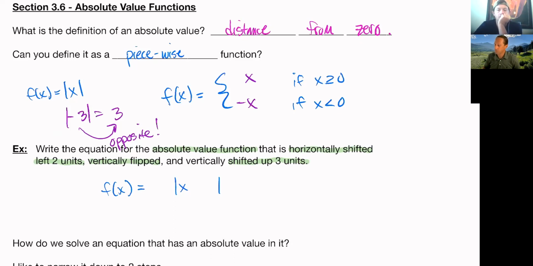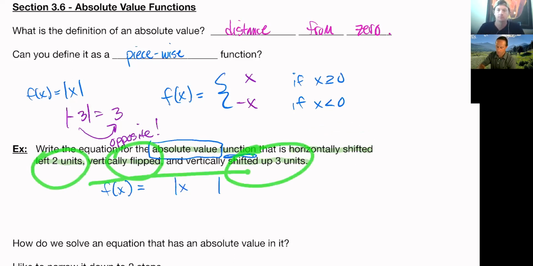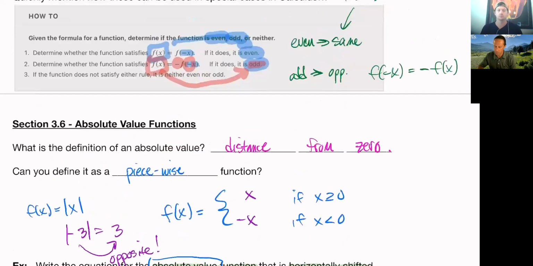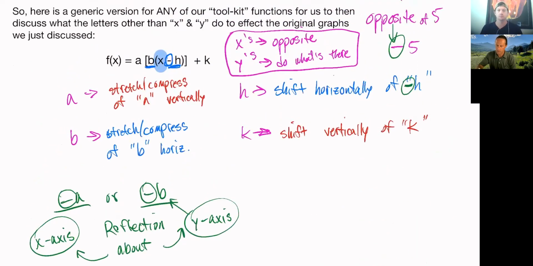And that's how you all should have started, obviously, right? Because they told us it was an absolute value function. But can you apply those 3 things, 1, 2, 3, to give me the finished product? And that's what I just reviewed here, just in case you weren't sure.